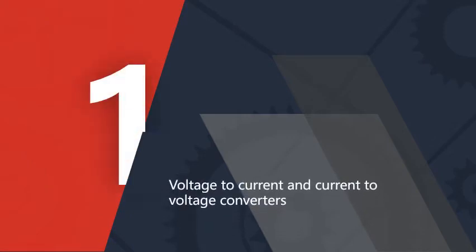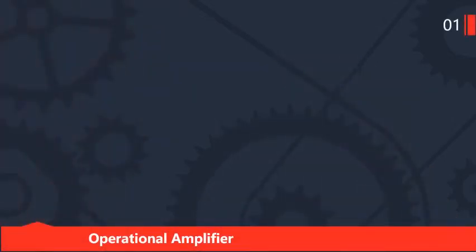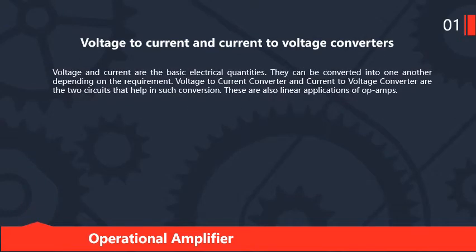Let's start with topic 1, voltage to current and current to voltage converters. Voltage and current are the basic electrical quantities, and they can be converted into one another depending on the requirements. The voltage to current converter and current to voltage converter are the two circuits that help in such conversion, and these are also linear applications of the operational amplifier.